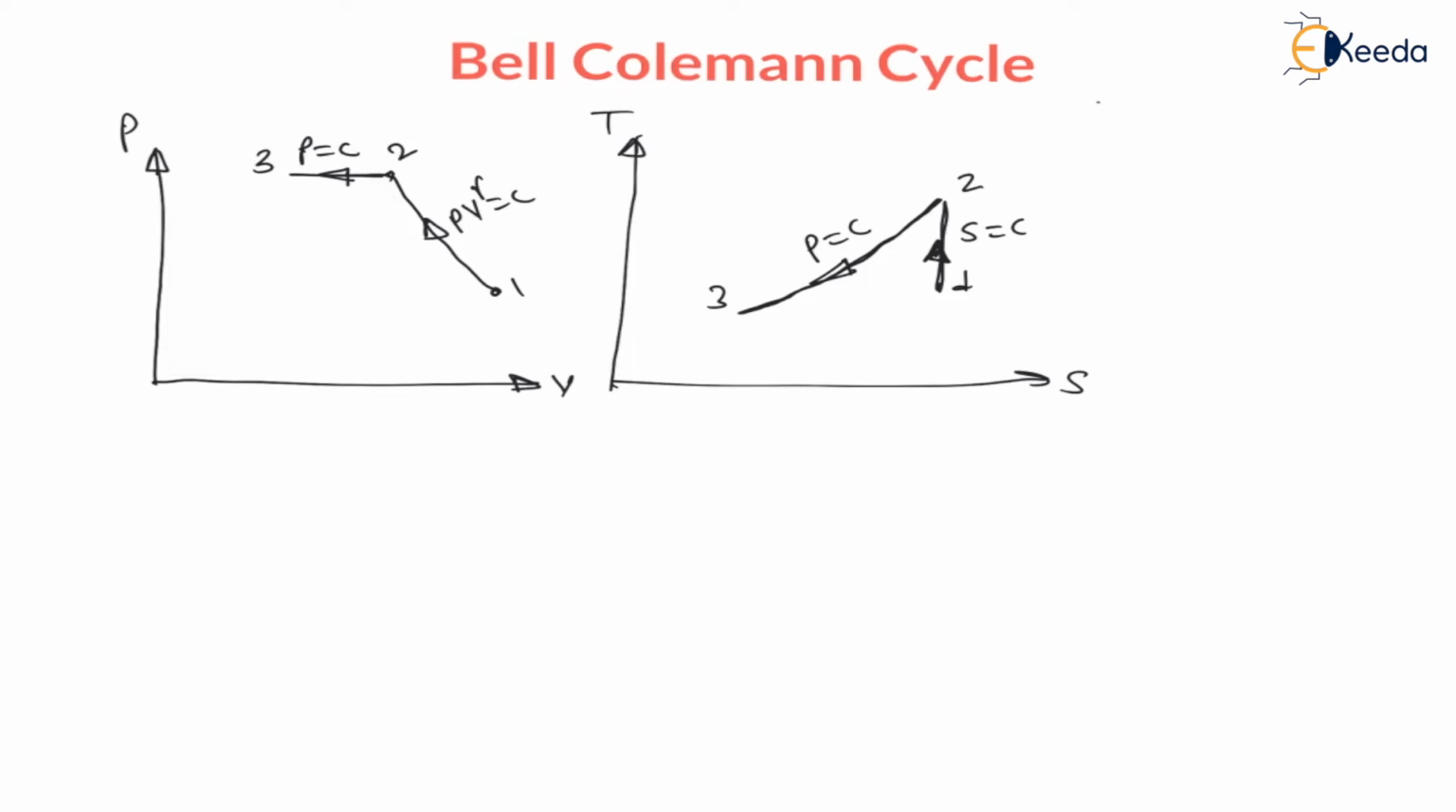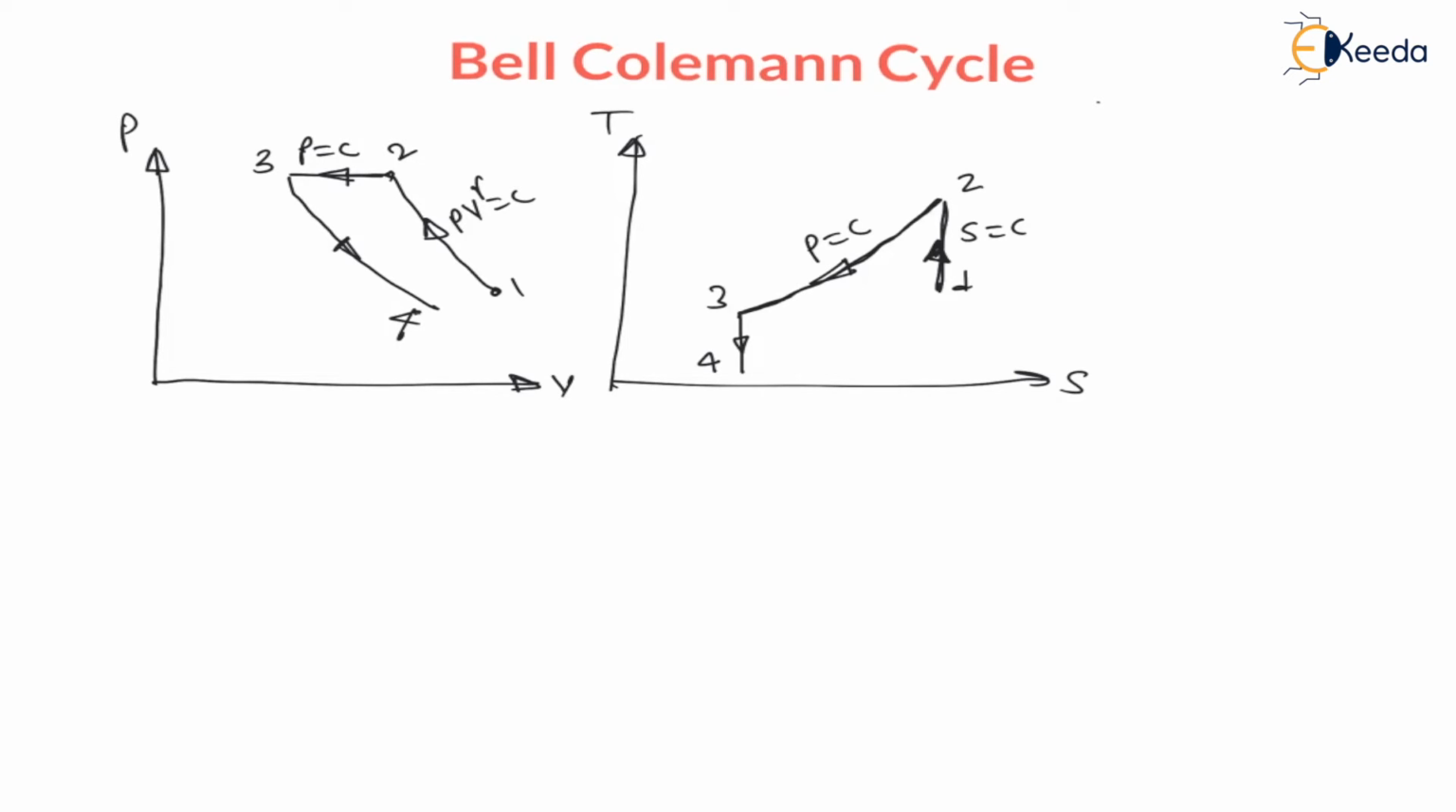Now, from 3 to 4 is reversible adiabatic expansion. Therefore, volume increases reversible adiabatically. Again, reversible adiabatic expansion gives a cooling effect, that is, temperature drops. Therefore, 3 to 4 temperature decreases at constant entropy. Here there will be 4.